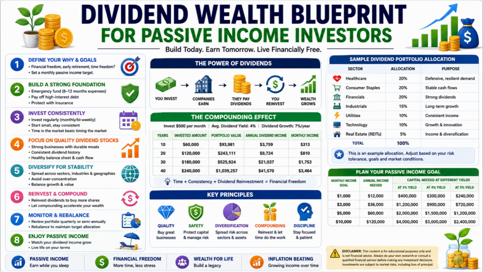For example, if you invest $500 per month with an average dividend yield of 4% and dividend growth over time, your portfolio may grow significantly over 10, 20, 30, or even 40 years. The longer you stay consistent, the more powerful the results can become.